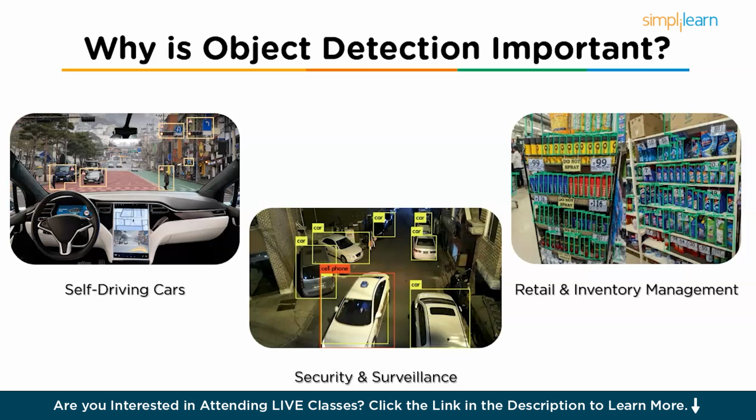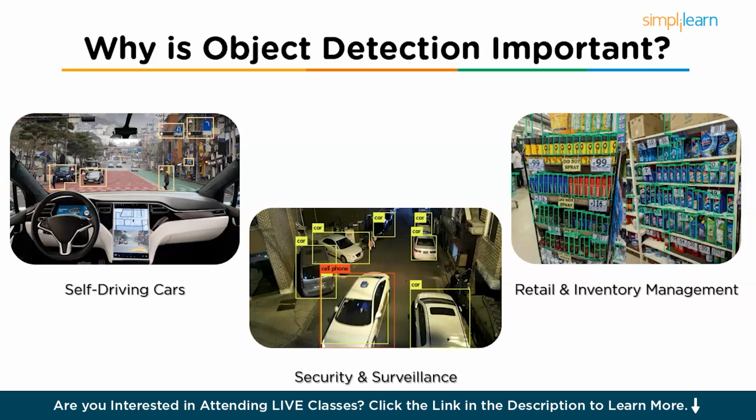And then it is also used in retail and inventory management to track product stock in stores using cameras. It is also used nowadays in medical imaging for detecting tumors or fractures in X-rays and MRIs. And it is also used in augmented reality, where it identifies objects in real time for interactive ads. So essentially, object detection allows machines to see the world like humans, but often with even greater precision and speed.